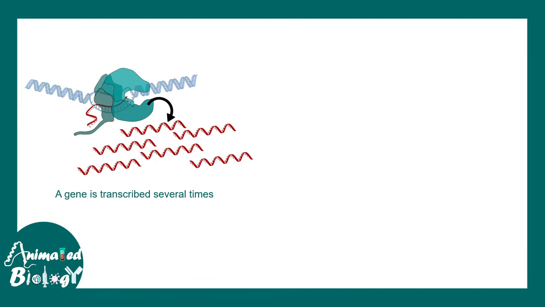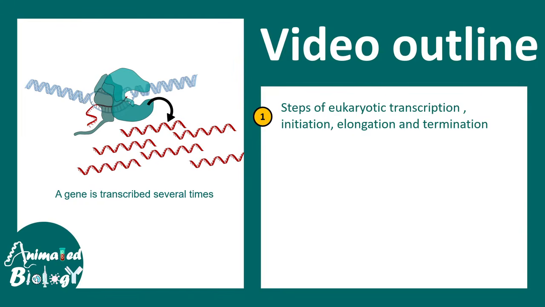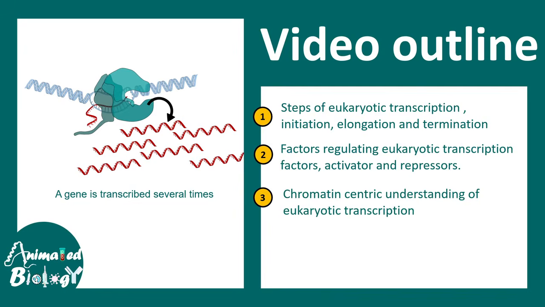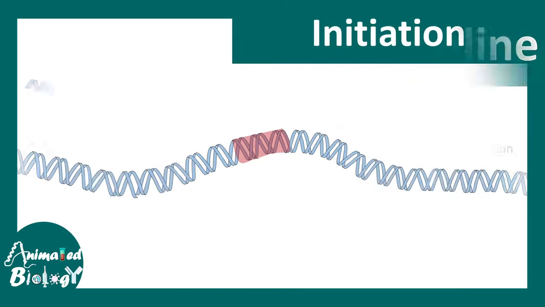In this video, we would talk about the steps of eukaryotic transcription, that means initiation, elongation, and termination. We would look at the factors that regulate eukaryotic transcription, such as transcription factors, activators, repressors, and many others. Then we would talk about the chromatin-centric view of eukaryotic transcription. And lastly, we would look at the techniques to study transcription in vivo.